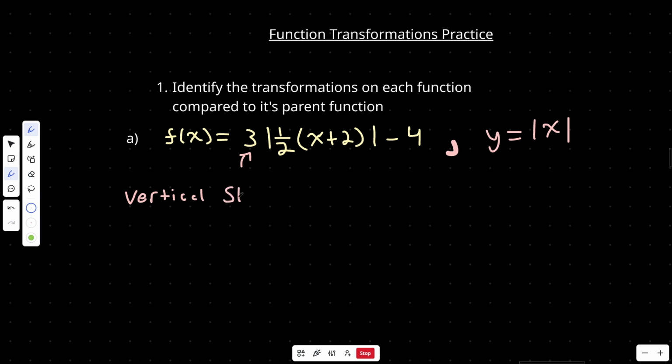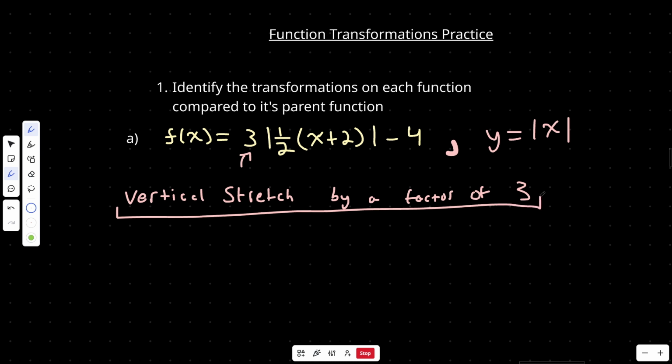Vertical stretch by a factor of 3. And if you're not familiar with this writing, you can watch a previous video where I described how to write your transformations. So basically, when you see your vertical stretch here, you just want to write whatever this number is. So I said vertical stretch by a factor of 3. That applies for vertical stretches.